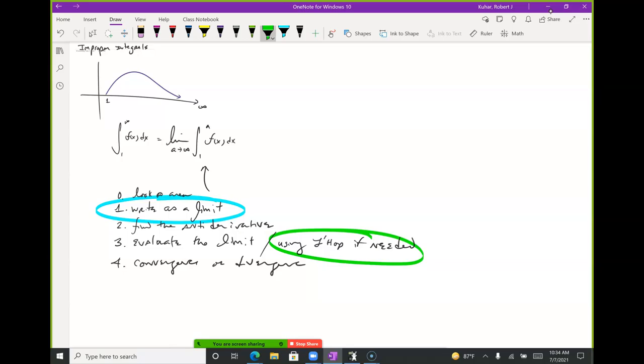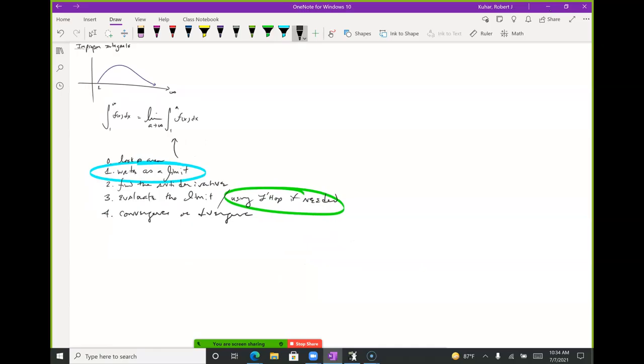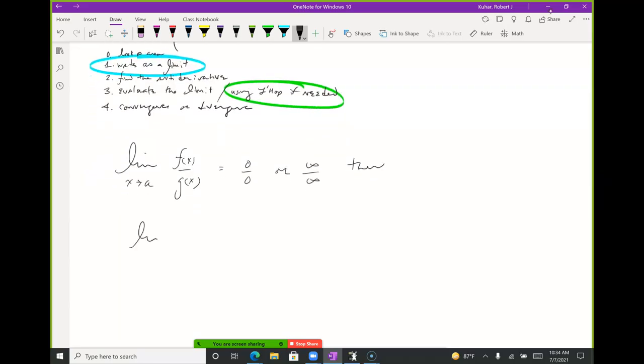Could you explain a lot? Yeah, it's just simply saying if I have the limit as x goes to a of f of x over g of x, and I get a 0 over 0 or infinity over infinity, then the limit as x goes to a of f of x over g of x equals the limit as x goes to a of f prime of x over g prime of x. I just take the derivative of top and the derivative of the bottom, not the quotient rule. And I can keep doing that. If I keep getting infinity over infinity or 0 over 0, I repeat the process, right?